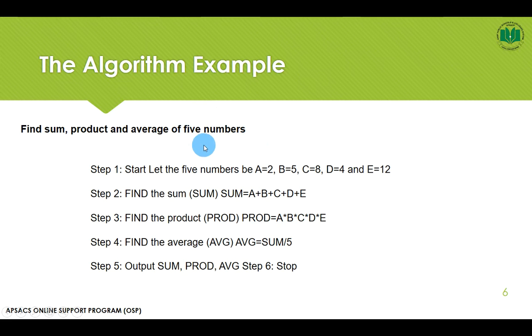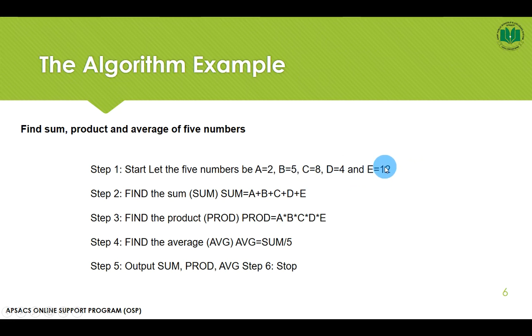The first step is understood by all. You must have 5 numbers, and then you have to sum them, multiply them, and then get the average. This is very easy, but we have to write it down in this way. Step 1, let's start. Let the 5 numbers be A, B, C, D, E. So we have the numbers 2, 5, 8, 4 and 12.